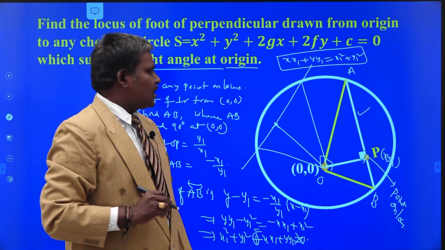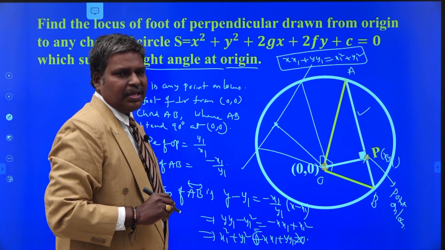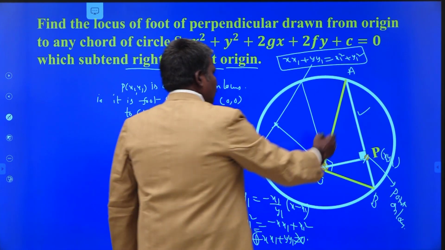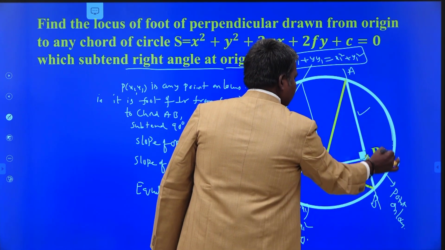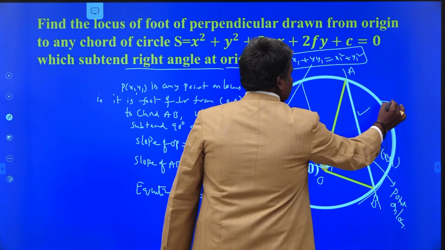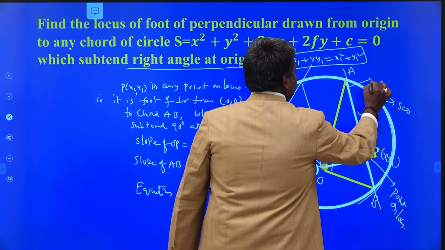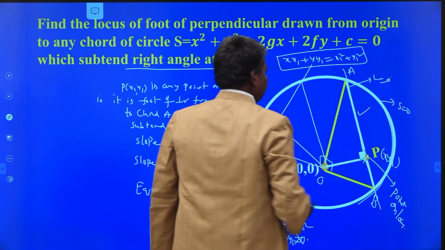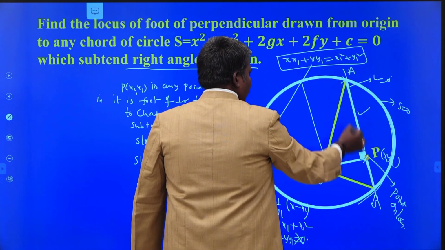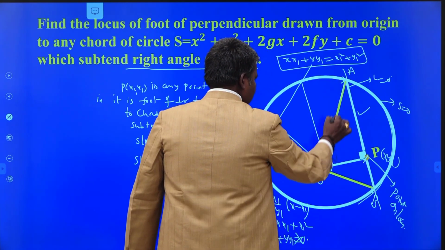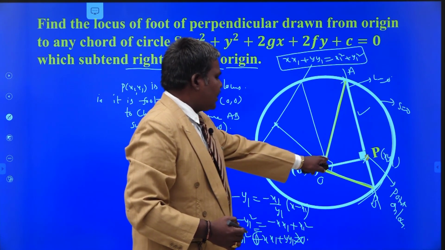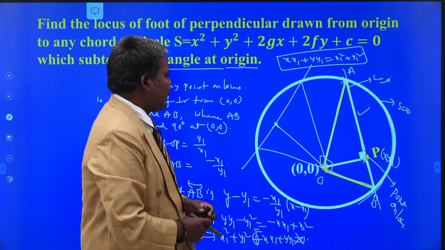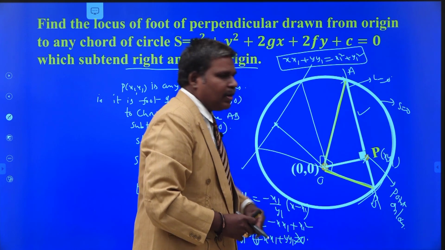Why are you interested in finding the equation of AB, my dears? Once you know the line equation, you already know the curve equation, that is S equal to 0. This is the line L equal to 0. By joining their points of intersection to the origin, these are the lines. What is the angle here? 90 degrees. My dears, can I find the pair of lines OA and OB or not?